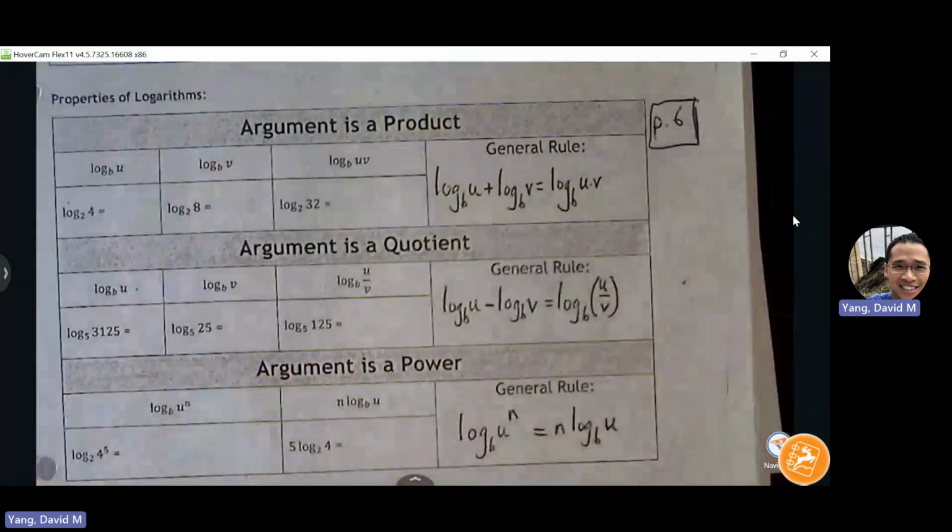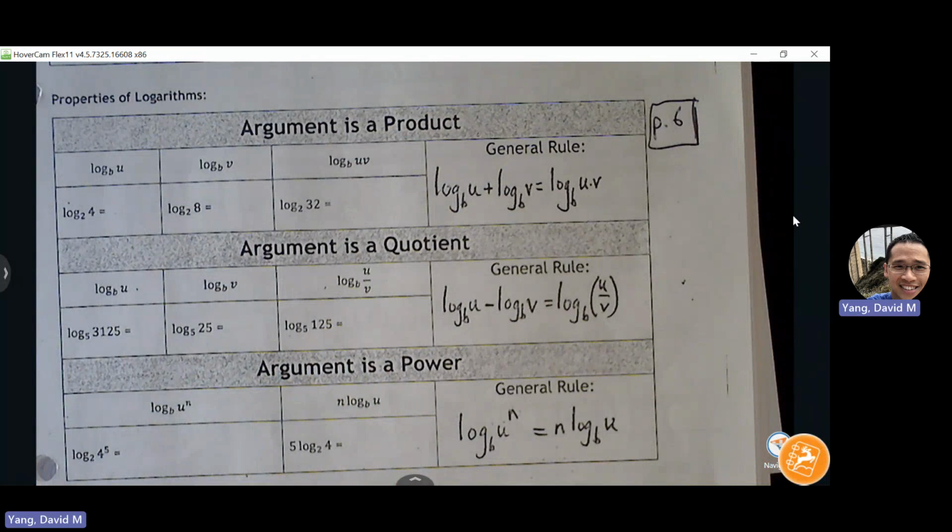What about like a square root with it? A square root, you can rewrite it as the 1/2. So if I have log of the square root of x, that's the same thing as log of x to the 1/2, and that 1/2 can come down in front.